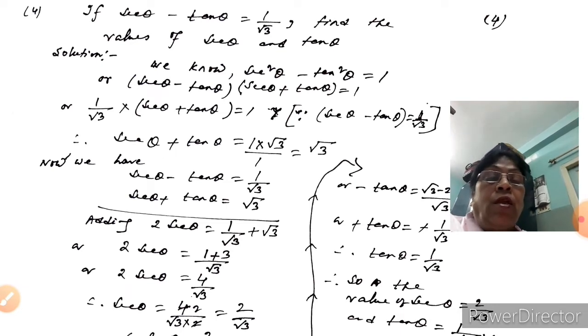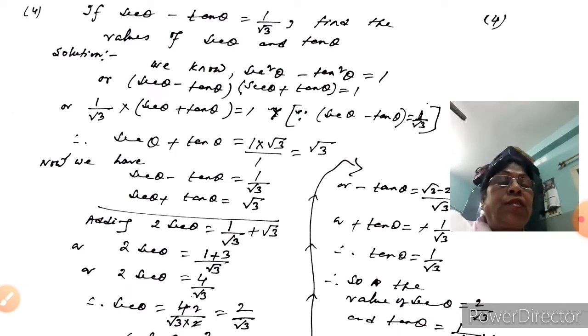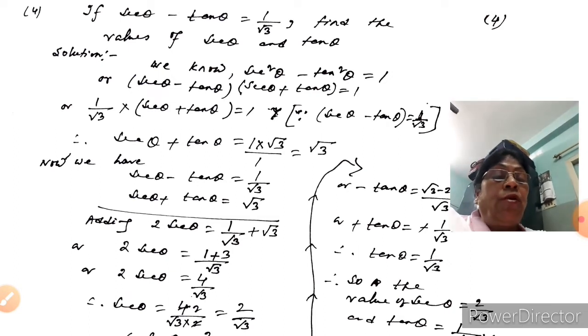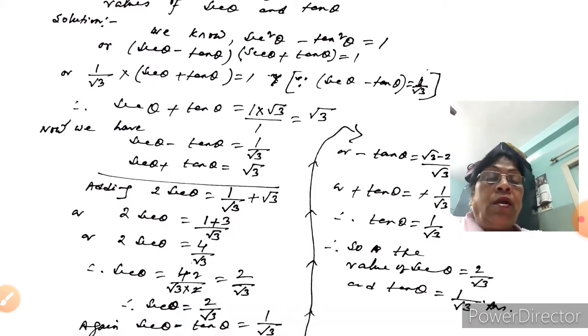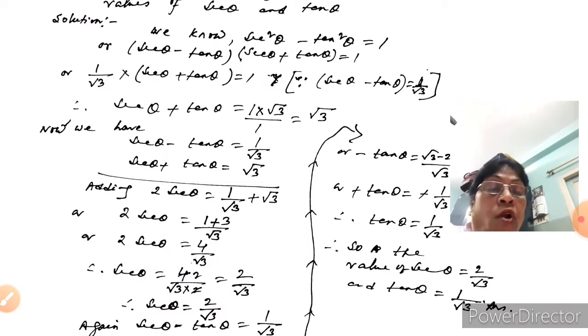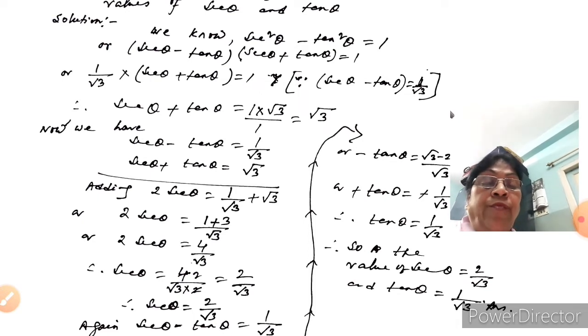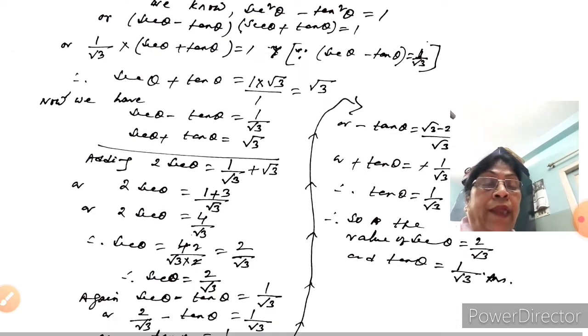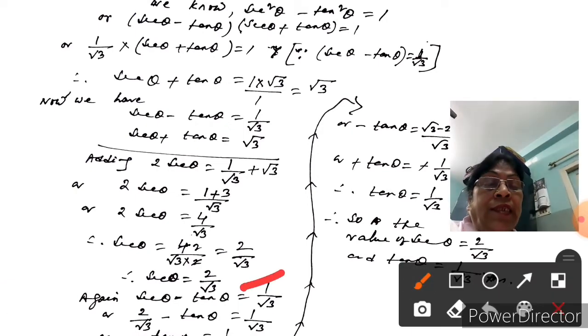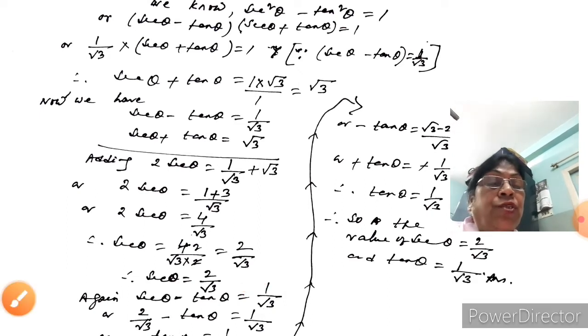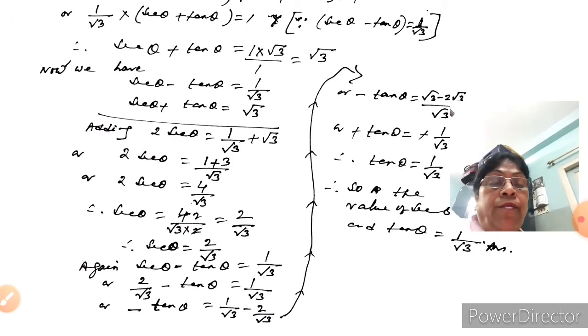So right now we have sec θ − tan θ = 1/√3 and sec θ + tan θ = √3. Now let me solve it. Adding the two, twice sec θ = 1/√3 + √3. In this way, solving it, I got sec θ = 2/√3. And again sec θ − tan θ = 1/√3, so putting the value of sec θ, we get the value of tan θ.